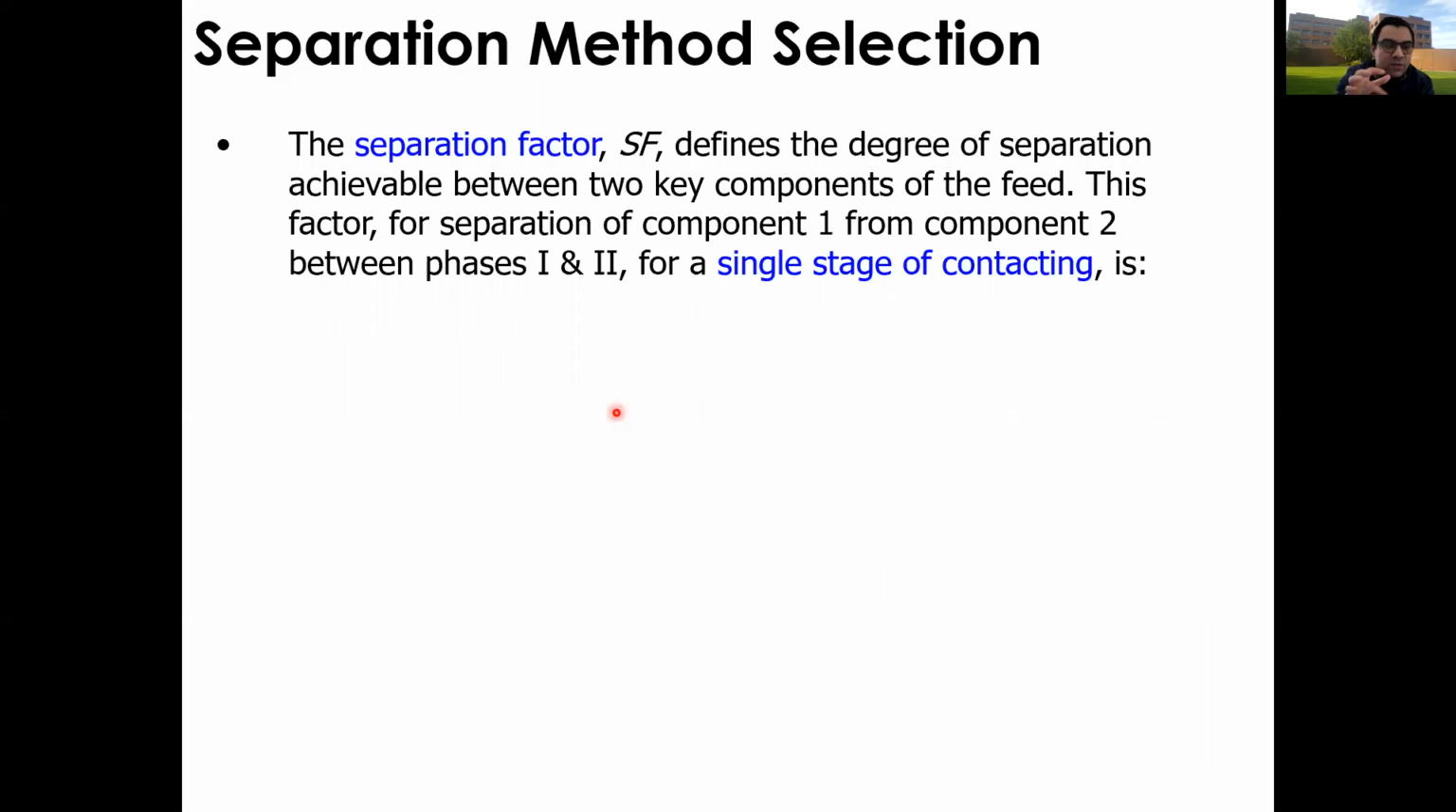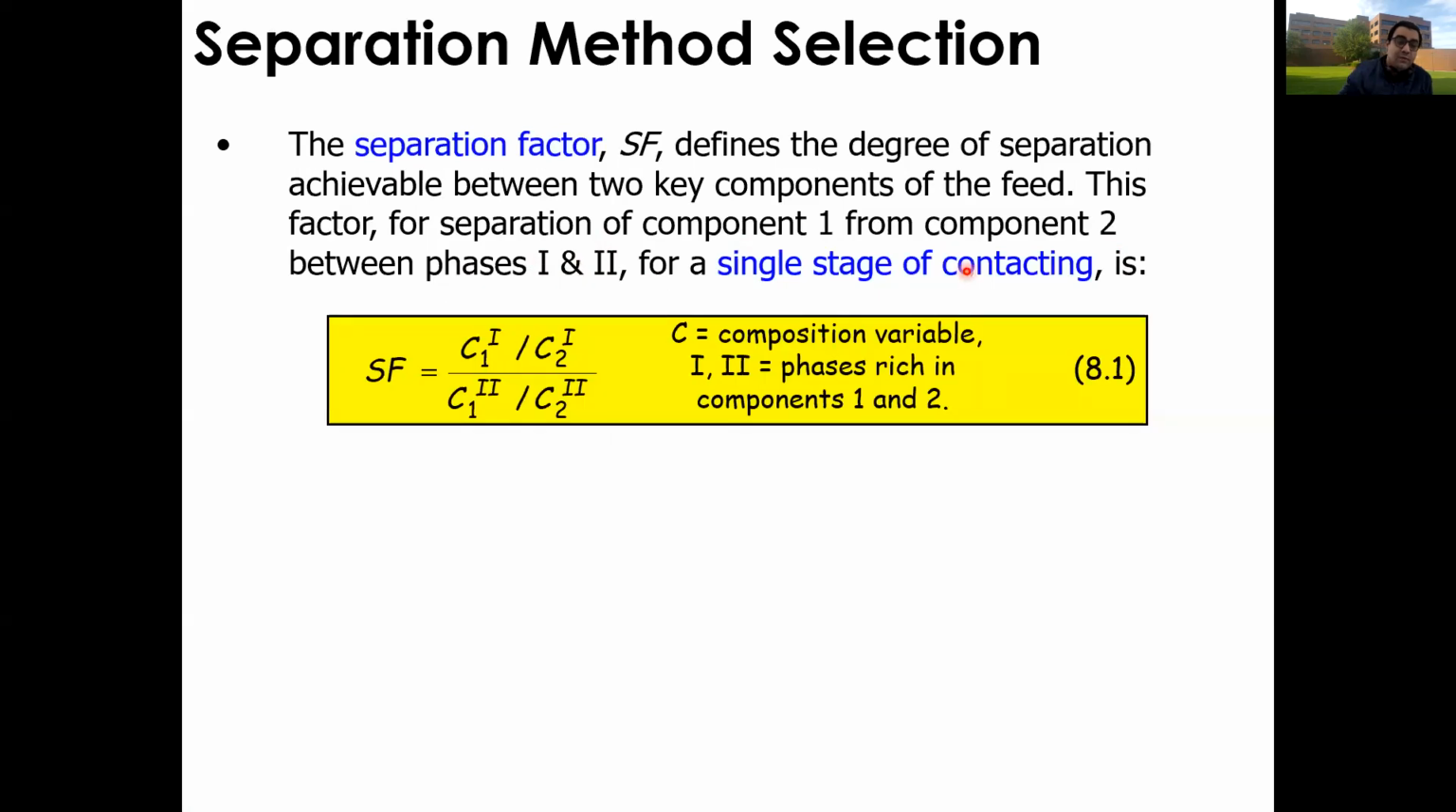Okay, another very important factor in separation, and you're going to talk about this extensively in mass transfer, is called the separation factor. The separation factor defines the degree of separation available between two key components of the feed. So for example, if I have component 1 and component 2, for separation of component 1 from component 2 between phases I and II, for a single stage of contacting, the way to calculate your separation factor is using this equation, right?